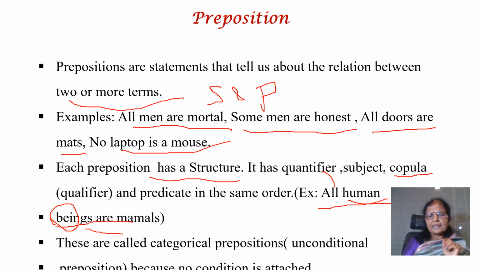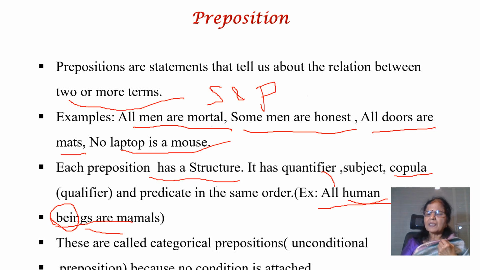And these sentences are also called as categorical preposition. What is categorical preposition? They are unconditional. There is no condition attached to it. All these statements, look at it. Some men are honest, all men are mortal, and all doors are mats, and no laptop is a mouse. All these are categorical. It says categorically, that is, whether this is that or whether this is not that. So such sentences are called categorical preposition.